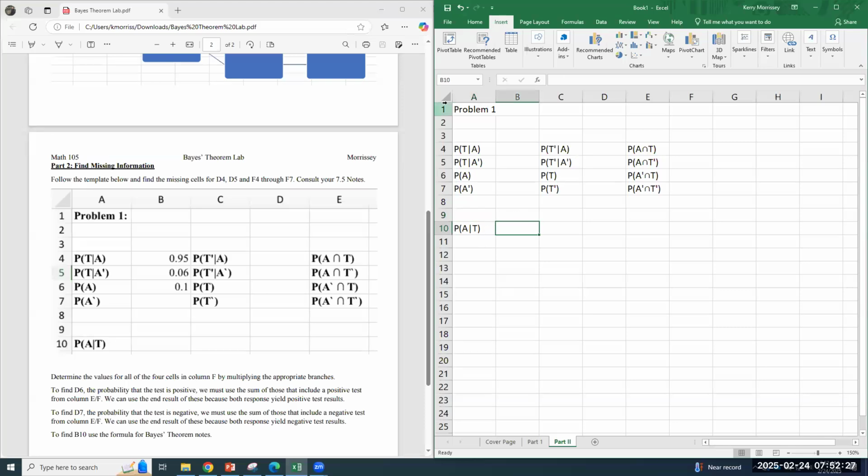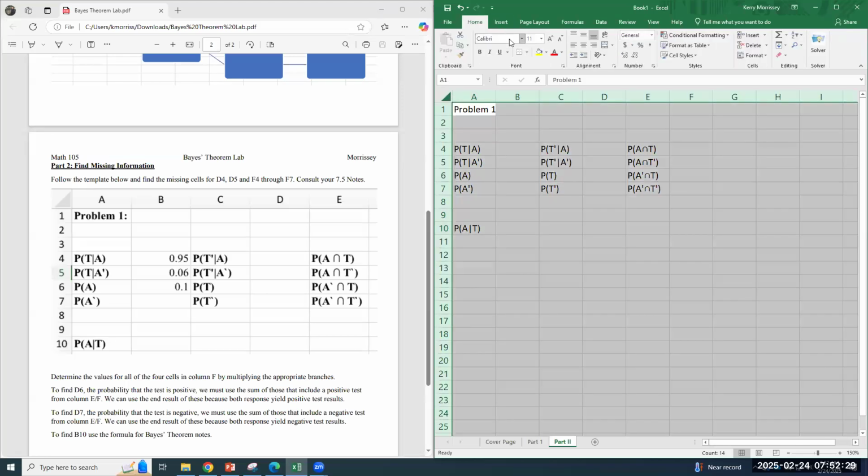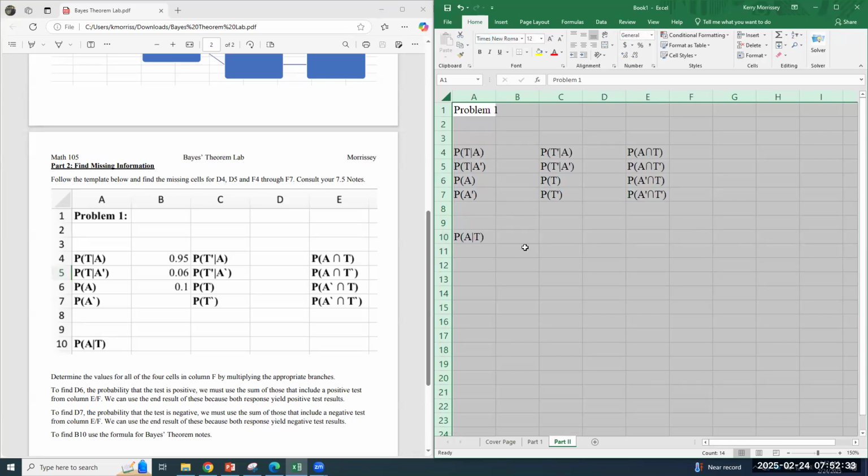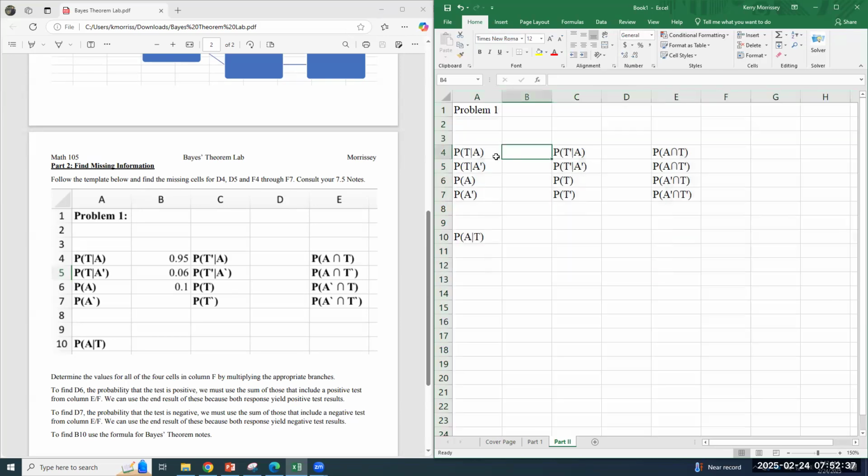Okay, so here's your template. I might choose to do this all in Times New Roman. There we go. I like the look of that. There we go. And maybe if you want to, you can put these in bold. There we go. All right.